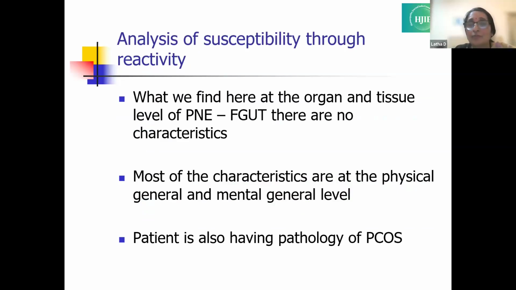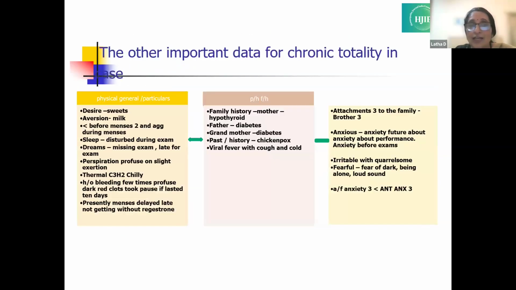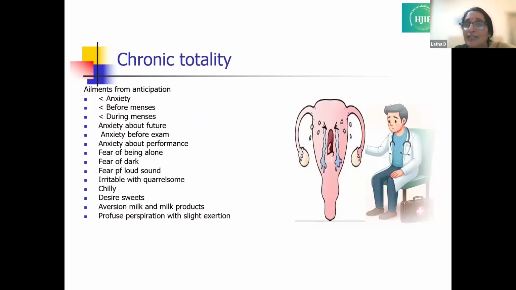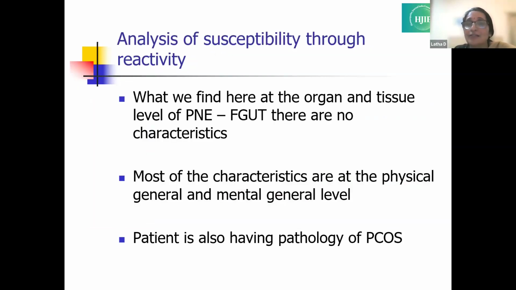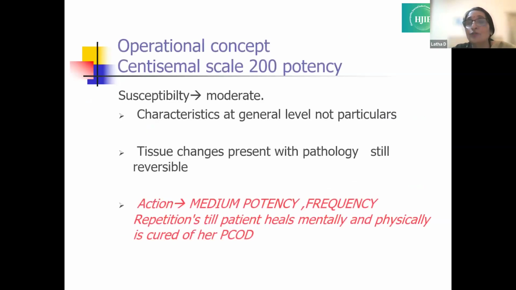So we find that most of the characteristics are at the level of mental generals and physical generals. See here, you do not get any characteristics at the level of LSMC. That means the characteristics at the level of disease are still not evolved. So you have characteristics at one level and a pathology that's evolving. So you find the susceptibility, which was high in a case like aconite and opium, is now coming to a moderate level because the characteristics are not available to us at the level of the disease.